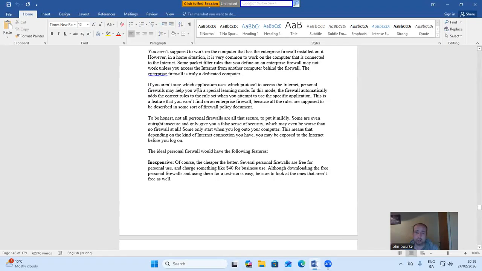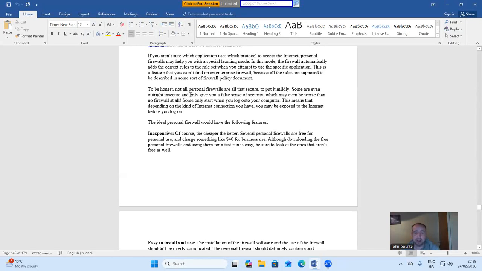If you aren't sure which application uses which protocols to access the internet, personal firewalls may help you with a special learning mode. In this mode, the firewall automatically adds and corrects rules to the rule set when you attempt to use the specific application. This is a feature that you won't find on an enterprise firewall because all the rules are supposed to be described in some sort of firewall policy document.